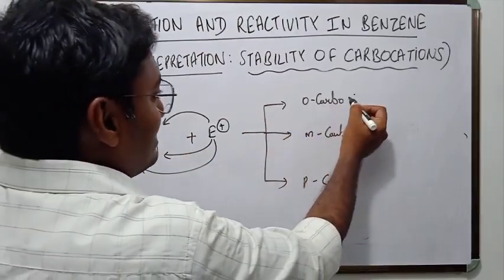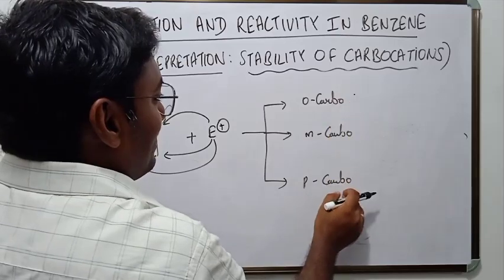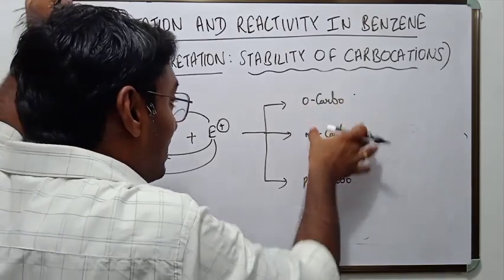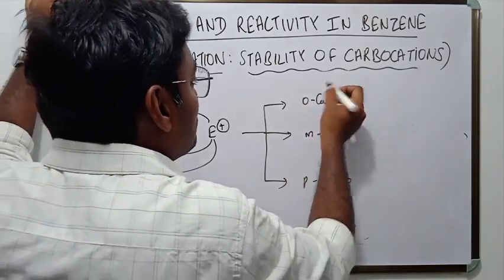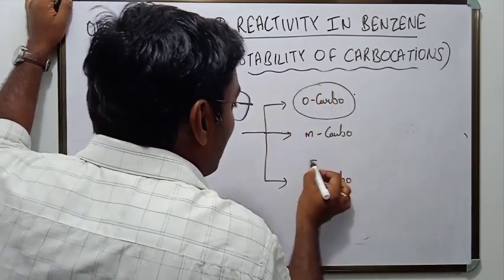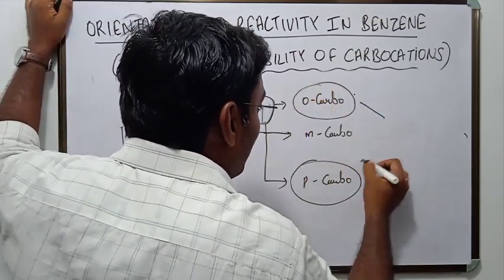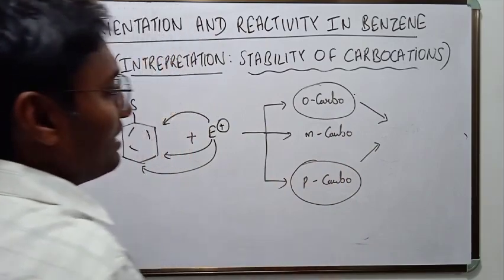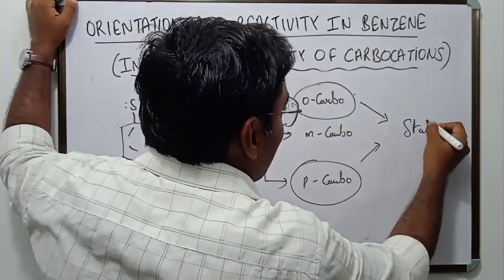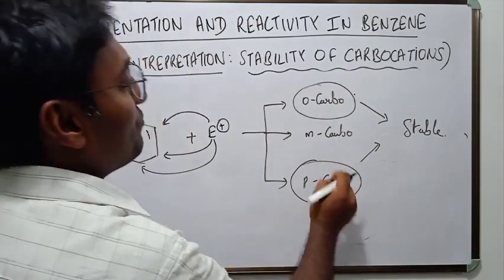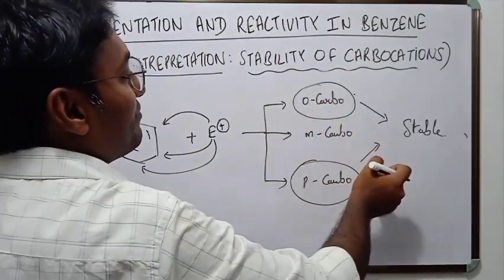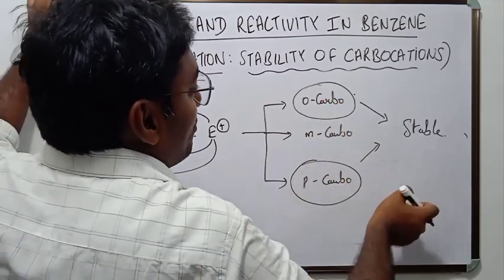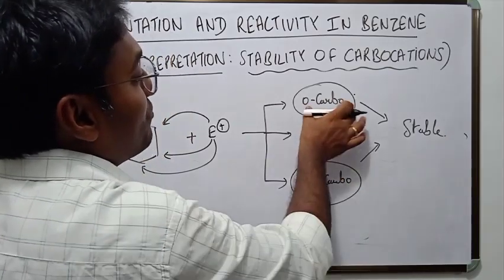So based on resonance stabilization of the carbocation, we will analyze the resonance stabilization of the respective carbocations, and then we will compare them. What we want is that the ortho and para carbocations should be stable. The resonance stabilization should be great in the case of ortho and para carbocations. If they are stable, what would it mean? It would mean that ortho and para carbocations will be formed much more. Their formation will be much more favorable, and ortho and para products will therefore be formed as the major product, in much more quantity.